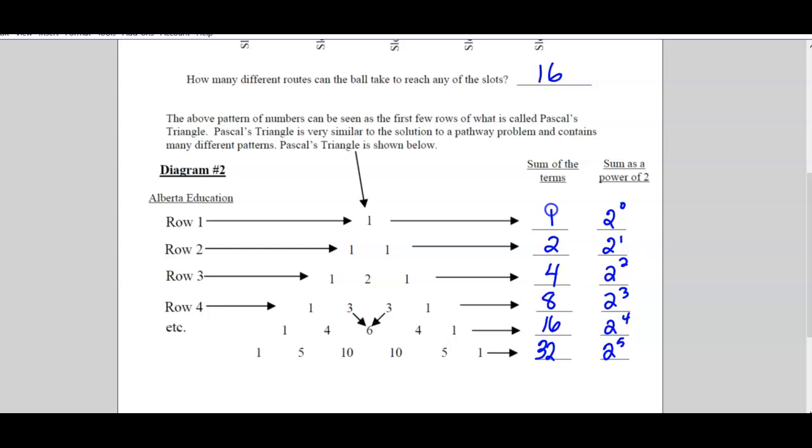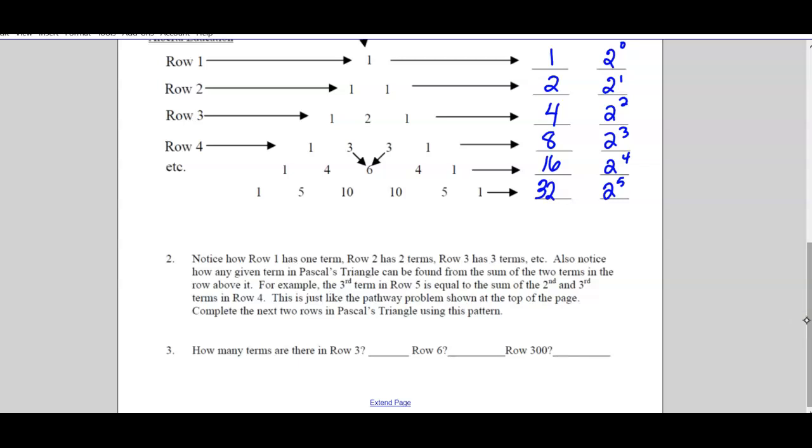So if I told you I want to know the sum of row number 10, do I need to draw that up? No. Looking at this pattern, would it be 2 to the 10 or 2 to the 9? 2 to the 9. So the exponent is 1 less than the row number, right? Row 4, exponent 3. Row 1, exponent 0. And that's why, as I said, some textbooks might call it row 0, because of that exponent being 0.